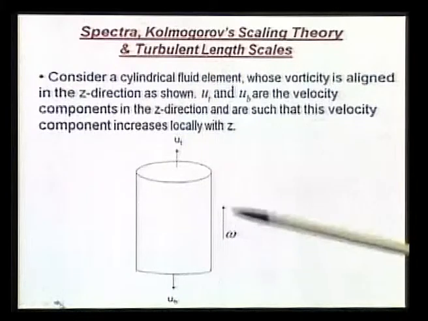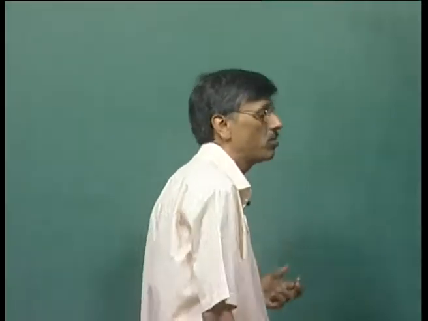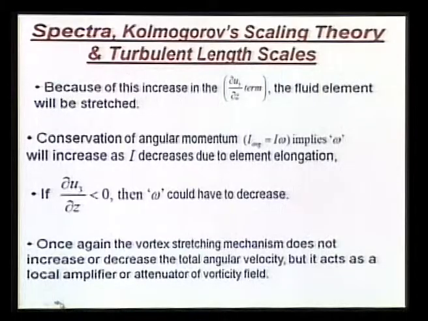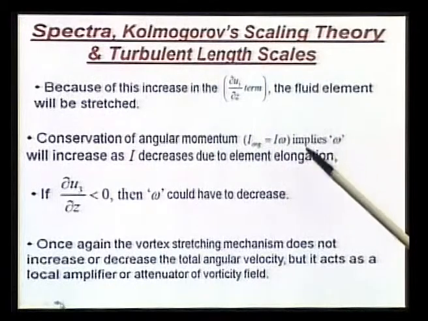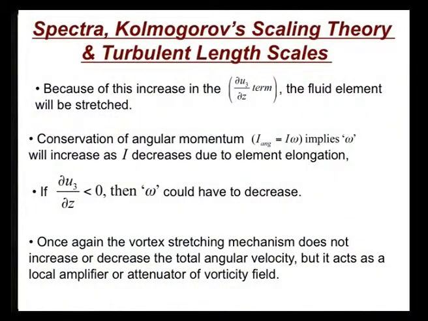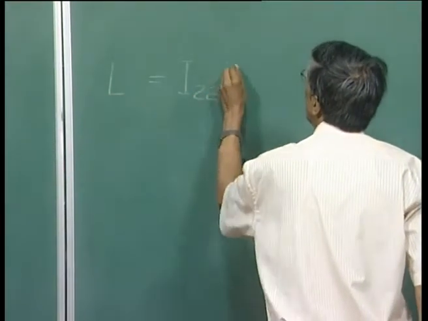The way we have drawn the velocity vectors here, it shows it is a stretching term, and once you see that, the fluid element is going to be stretched, and we are talking about inviscid flow. So, all kinds of momentum are conserved, including the angular momentum. Angular momentum is now given by Izz times omega z, right. So, basically we are looking at the angular momentum here as simply Izz into omega z.